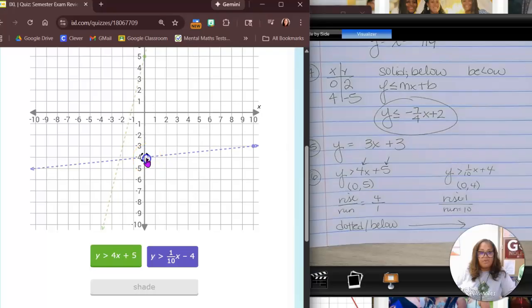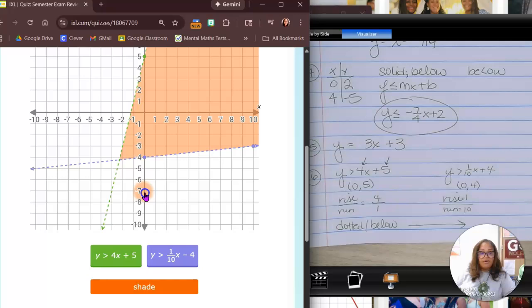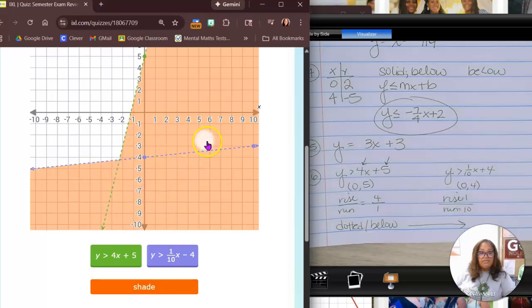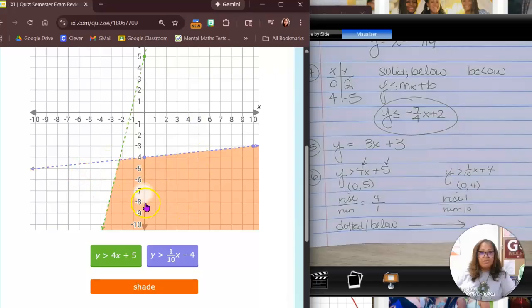It didn't do my first one. Here we go. And then I will also make this a dotted line. Both of these will be shaded below. So my shading below the green is under here, and also below the purple is over here. This is where they would overlap, because if I do under and under, I have to look at where they overlap. So I have to get rid of this piece, and it'll only be this piece that overlaps.